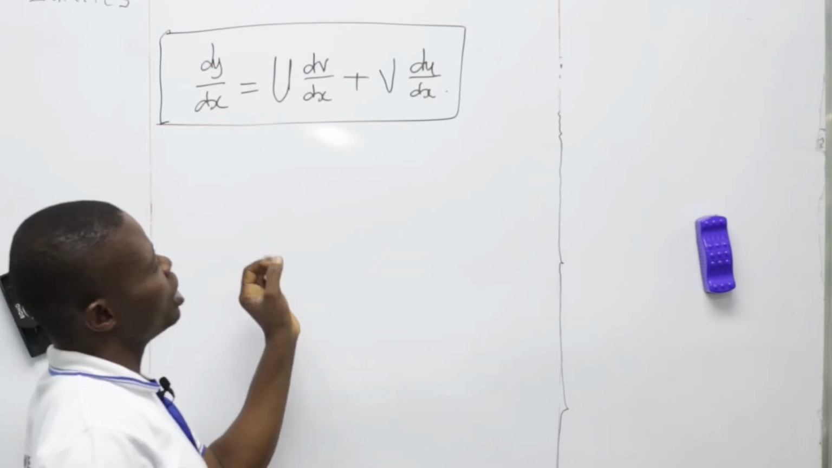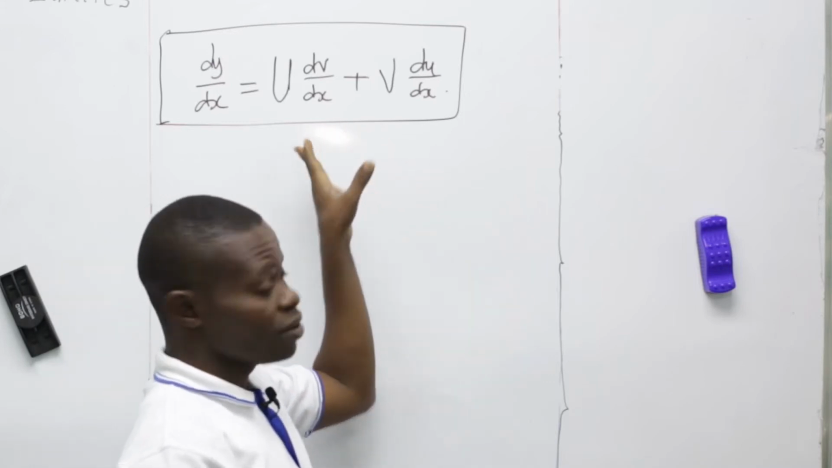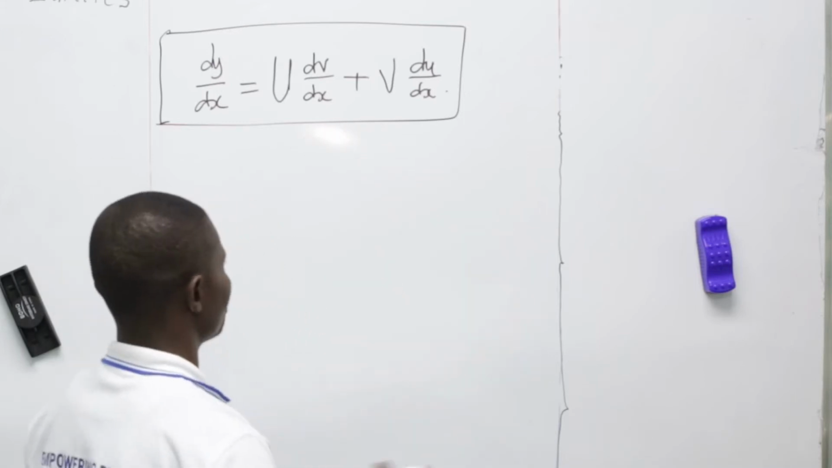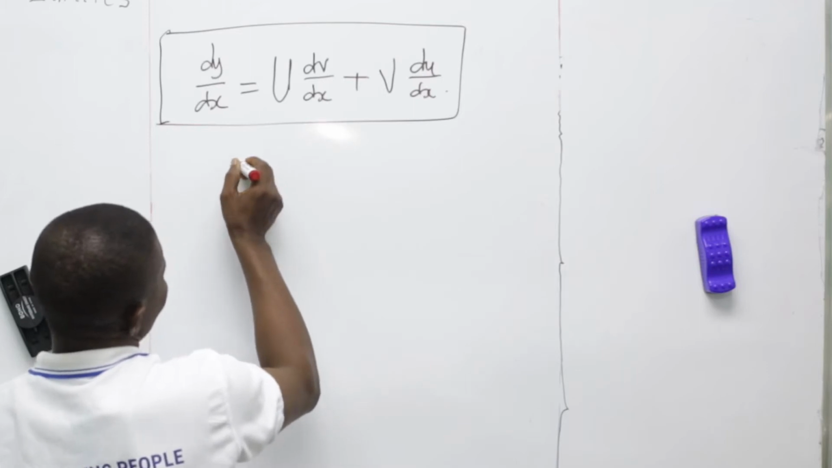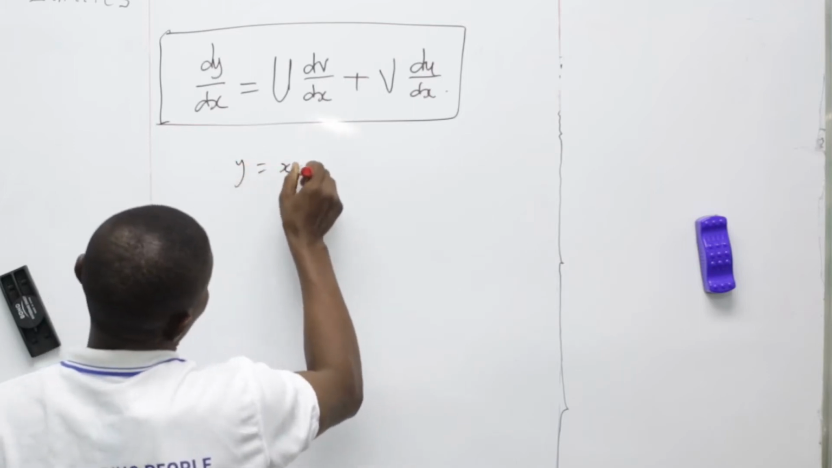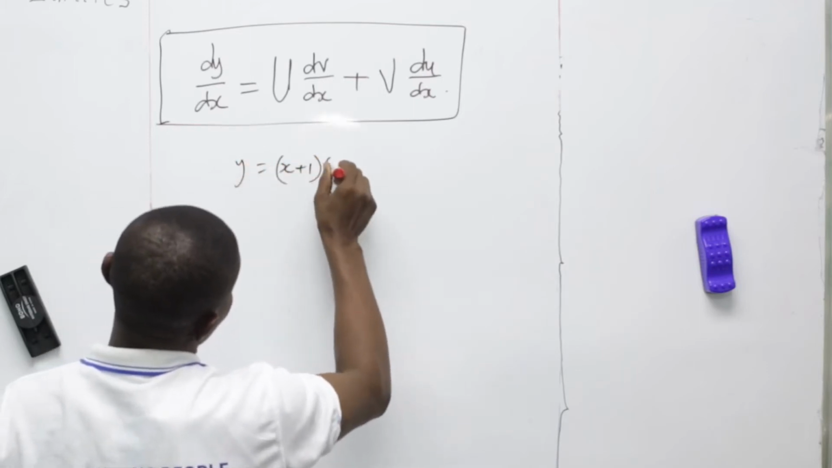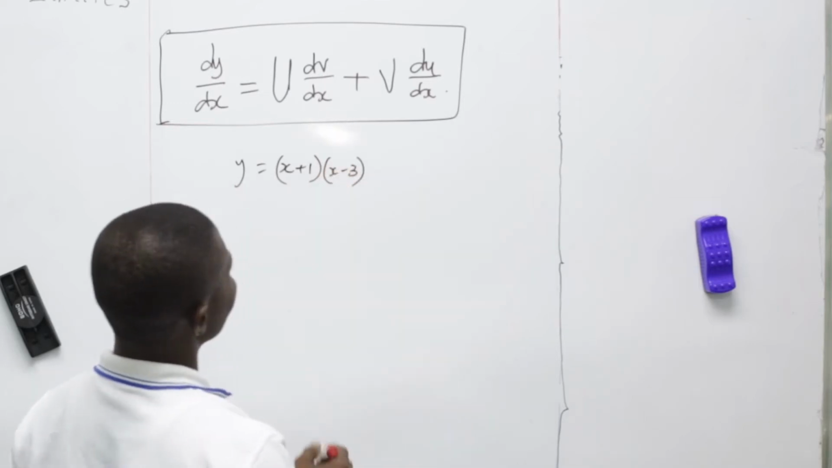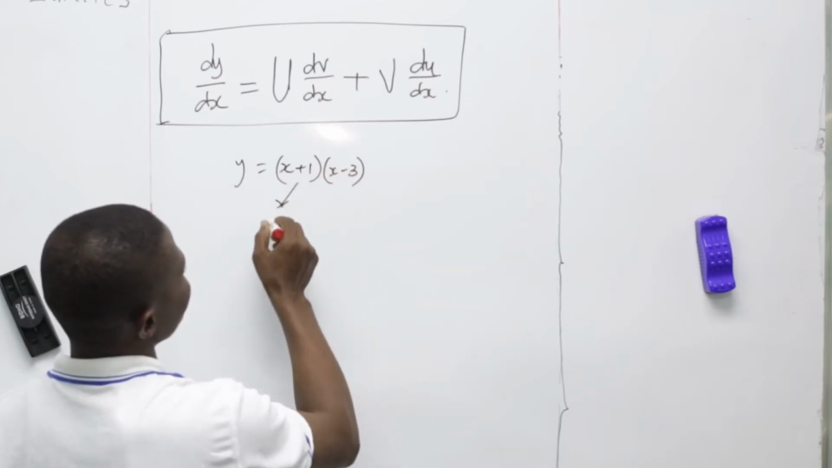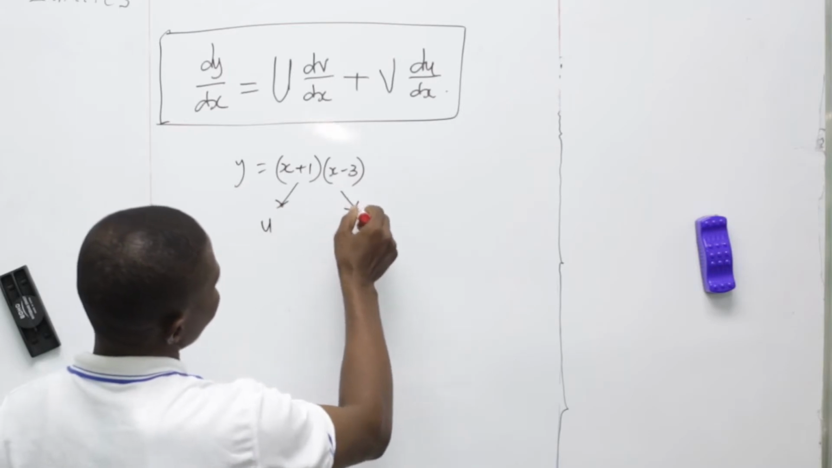This is the first thing that will be given to you in your question. How do you know a product rule? If y equals (x plus 1) into (x minus 3), this will represent u, and this will represent v.